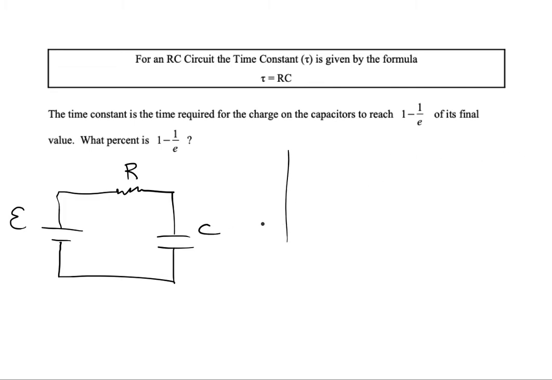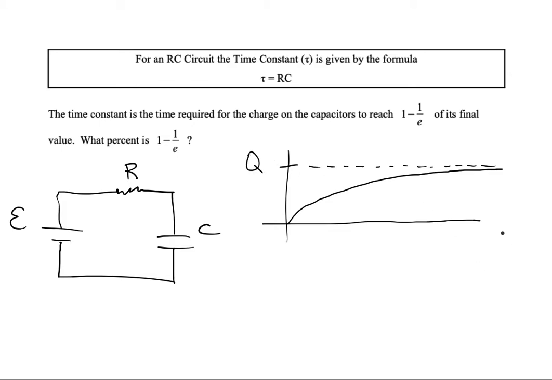In an RC circuit, charge builds up slowly and makes a graph that'll look like this. And the time constant is defined as the time required for the charge on the capacitor to reach 1 minus 1 over e of its final value. Now the 1 minus 1 over e as a decimal, we can find that on the calculator here.